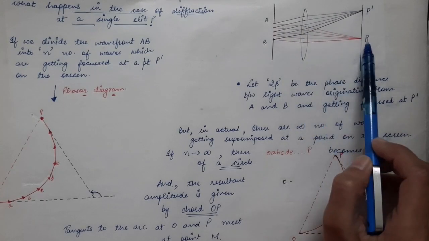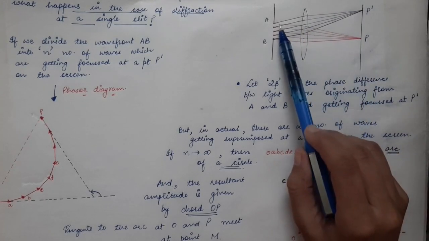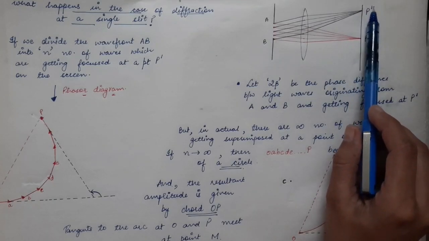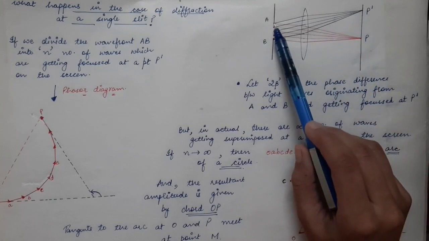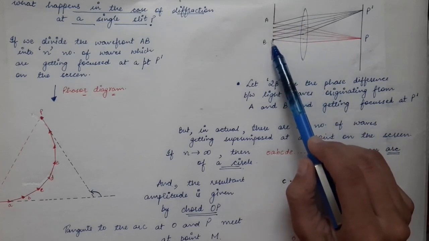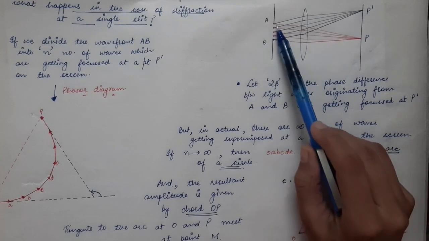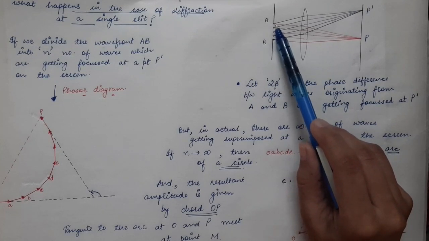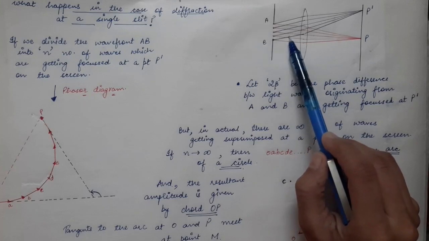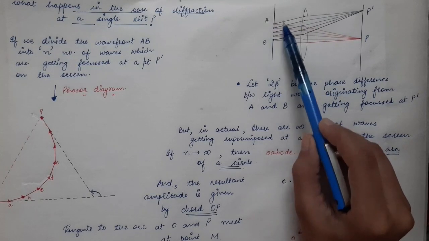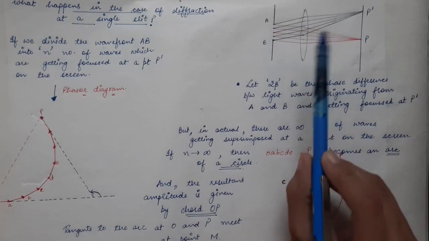The light rays which are reaching point P have a phase difference equal to 0, whereas for the light rays reaching point P prime, there is a particular phase difference between the light ray coming from point A and the light ray coming from the other end of the slit, which is point B. There is a path difference, and due to this path difference there is a phase difference between the light rays coming from A and B. We will consider that this phase difference is equal to twice beta.